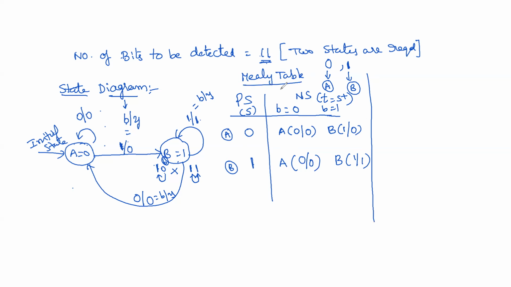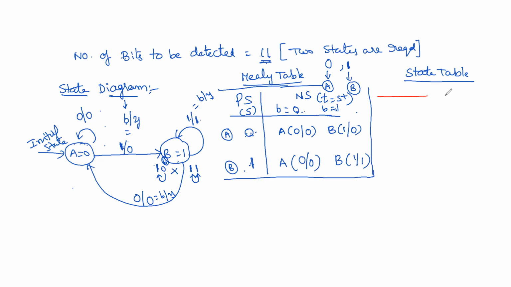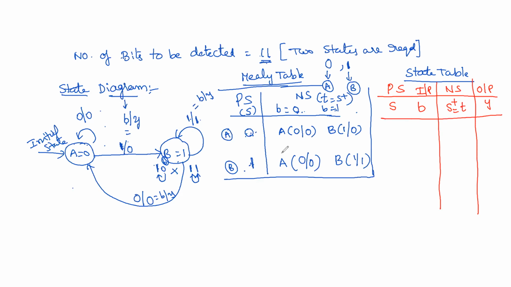Now, we should modify this Mealy table as a state table. In this state table, we should write present state, input, next state, and output. Okay, these are the columns. Present state is S, input is B. Next state is S plus, which is also equal to T. Output is Y. With the help of this table, we should rewrite the values.